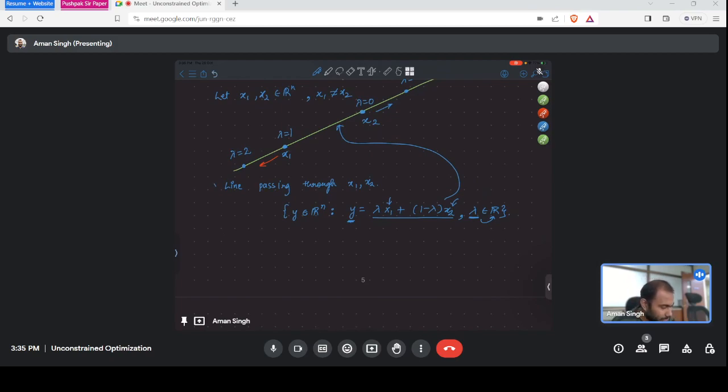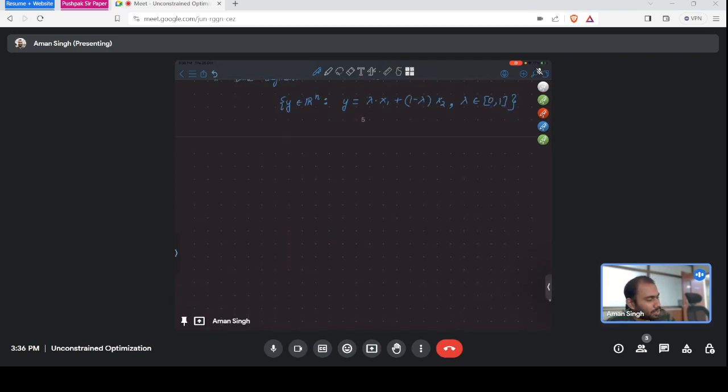What is a line segment? I think now it's easy. It is sometimes denoted by LS closed x1 x2. Closed means x1 and x2 also belong to the line segment. It is the set of points y belonging to R^n such that y is equal to lambda x1 plus (1 minus lambda) x2, but this time lambda belongs to [0, 1]. If lambda is limited to 0 and 1, our curve will be just the segment between x1 and x2. So this is the mathematical definition of lines and line segments.